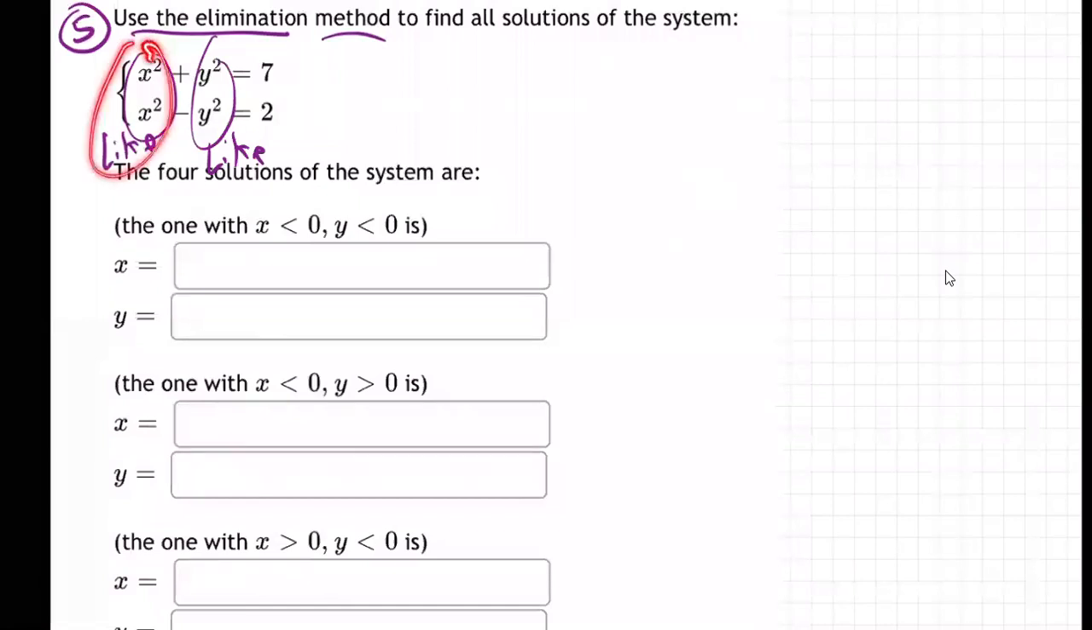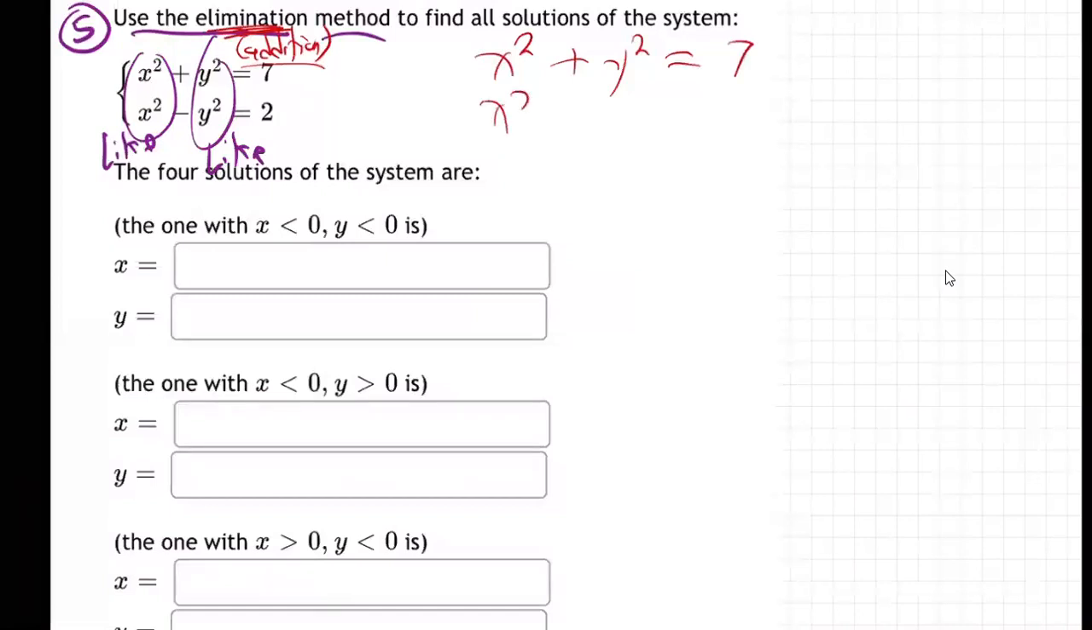We look and we say, yeah, they're like terms. X squared, y squared, y squared. They're like terms. So that means we can add them and we can subtract them. So it makes sense to do the elimination method, which is also called the addition method. It goes by either name. The elimination method is the addition method, which means you add them to get things to eliminate. That's why it has those two names.